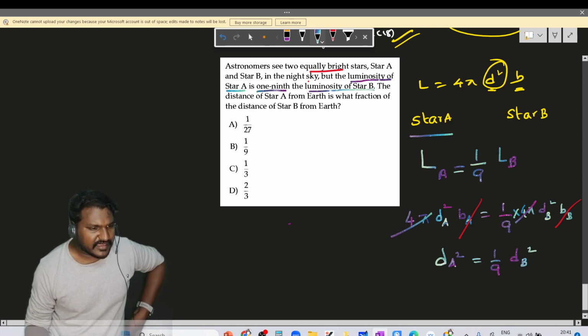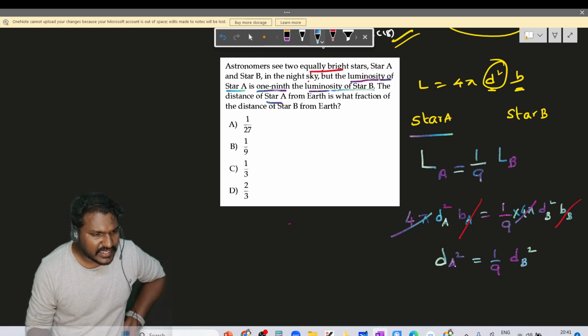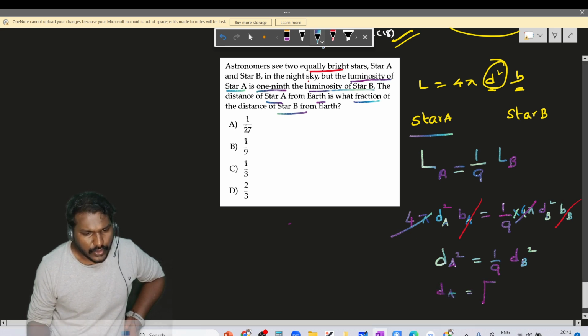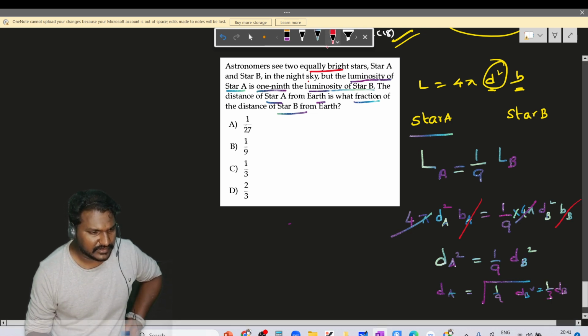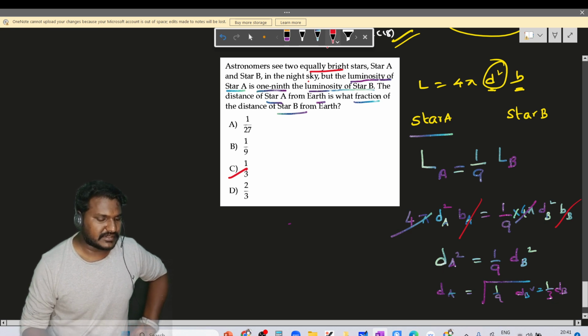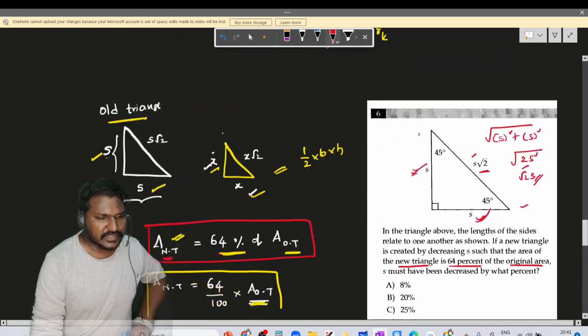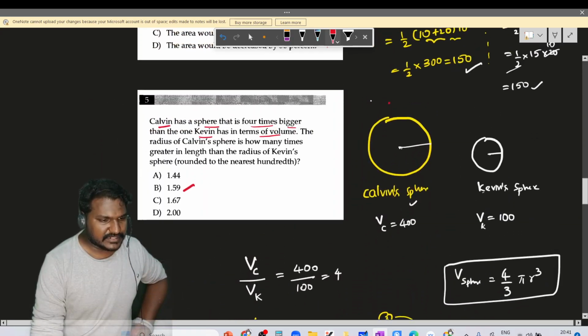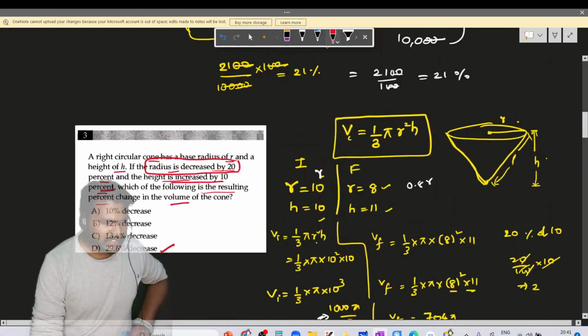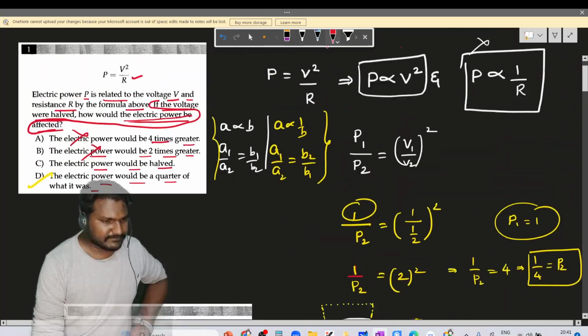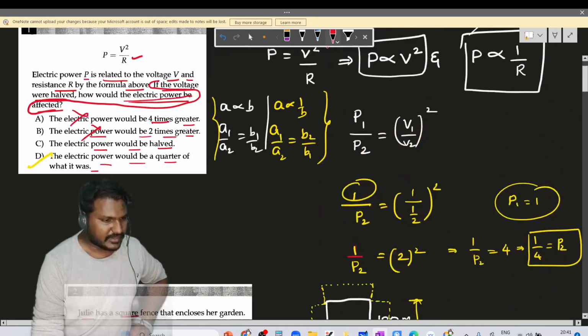Now what is it asking? The distance of star A from Earth is what fraction of the distance of star B? So dA is equal to the root of 1/9 dB square, which becomes 1/3 of dB. So the answer is 1/3. So that's all about proportions. We have covered every problem in that SAT Panda book, and these are important problems regarding SAT. Okay, so that's it.